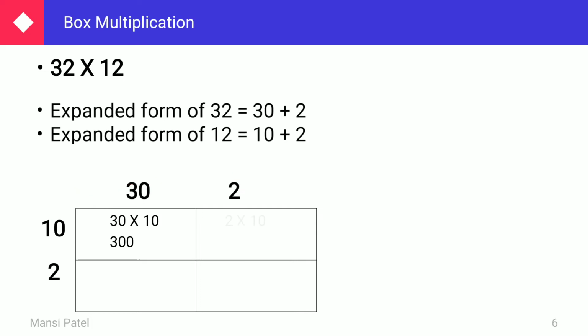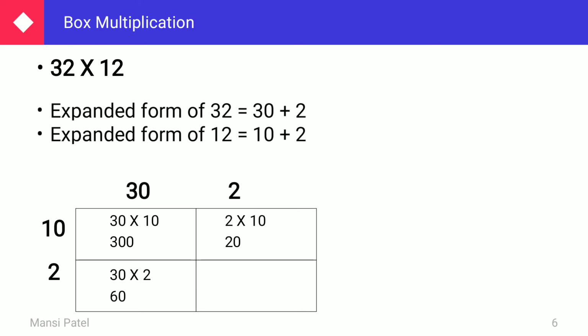So 10 twos are, or we can say that 2 tens are, 20. Now in the third box, whose multiplication do we have to do? In the third box, we have to do the multiplication of 2 and 30. That is 30 multiplied by 2, or we can say 2 multiplied by 30.